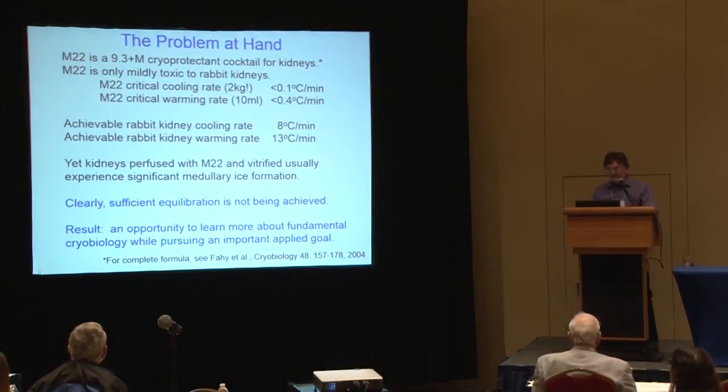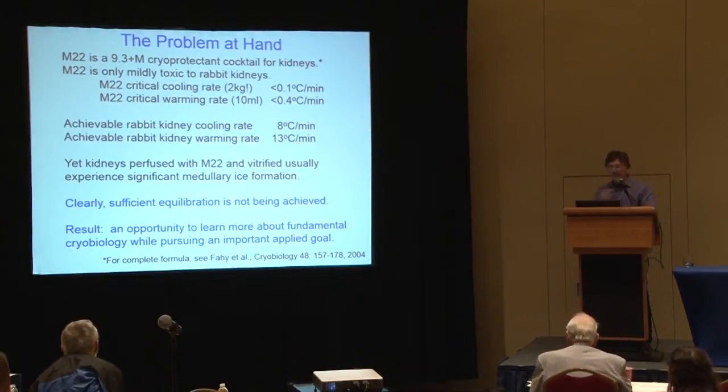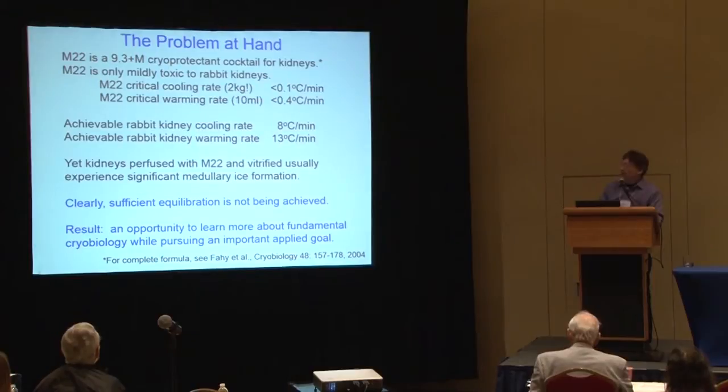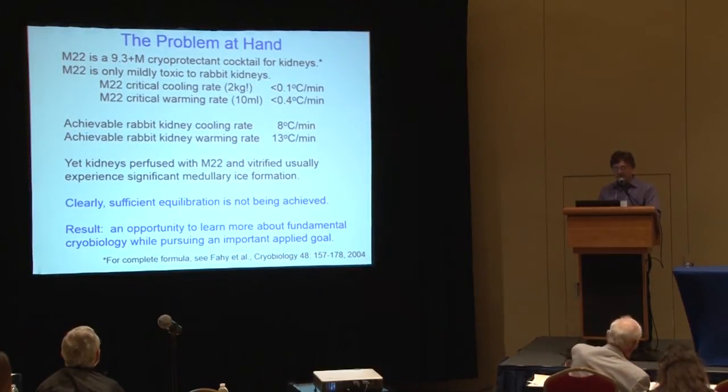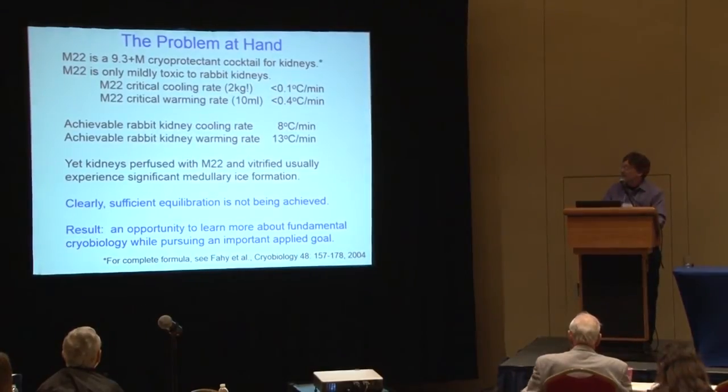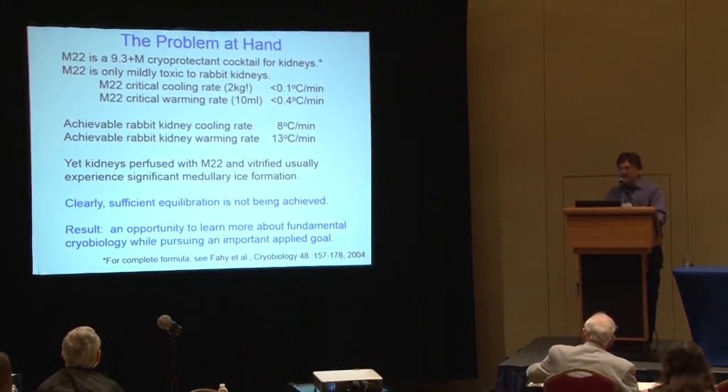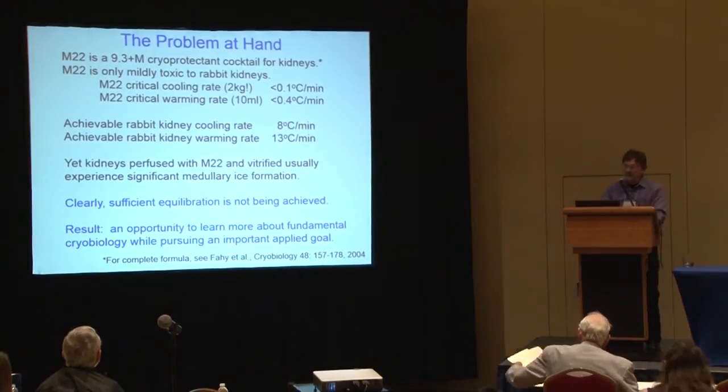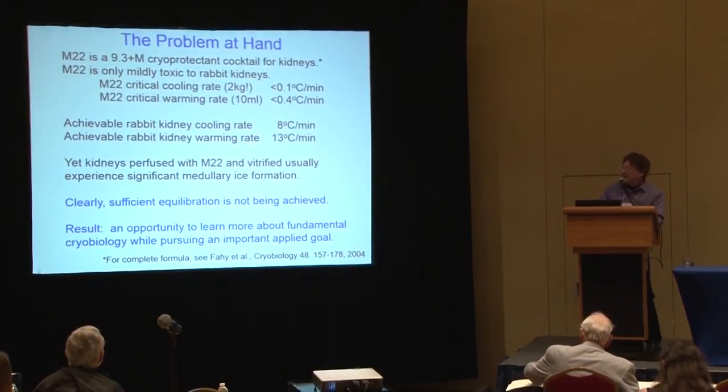So the problem that I start out with in this talk, the problem of my life as a would-be organ banker, is that we have this wonderful solution that I think Brian referred to called M22. It's a 9.3 molar plus concentrated cocktail of cryoprotectants that's very mildly toxic to kidneys. It's very well tolerated by kidneys. It has ridiculously low critical cooling and warming rates. And we can warm rabbit kidneys by simple conduction means by 1 or 2 orders of magnitude higher rates than should be required to vitrify and rewarm without any devitrification, based on the properties of M22.